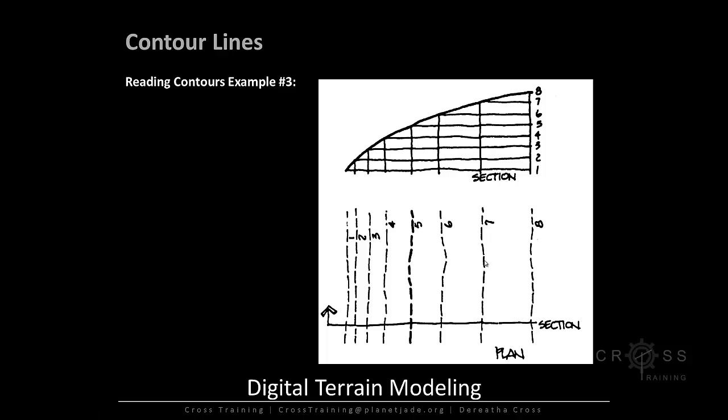And then this one is the exact opposite. Now we're starting at lower elevation and we're going to higher. As we get higher in elevation, the contours become more spaced apart, kind of creating this convex shape.